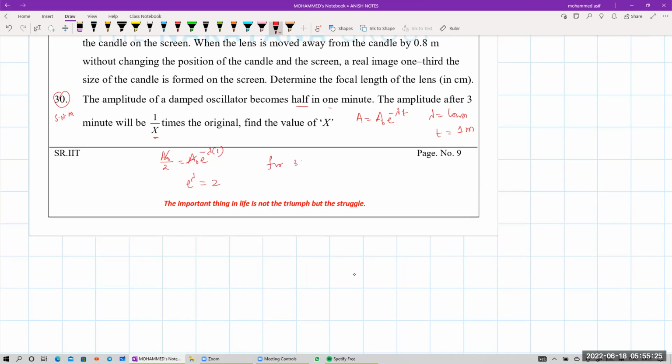Then for 3 minutes, how much it is? For 3 minutes, I can write again the same formula. A is equals to A naught exponential to the power of minus lambda into 3. Isn't it? Yes. So simplify this one. How much will I be getting? This value will become A naught divided by exponential lambda to the power of 3. Exponential to the power of lambda value I already got as 2. So it is A naught divided by 2 power 3, that is A naught divided by 8. Yes, sir. Now the problem is telling that after 3 minutes, it is becoming 1 by x times. That means x will be equal to how much? 8.